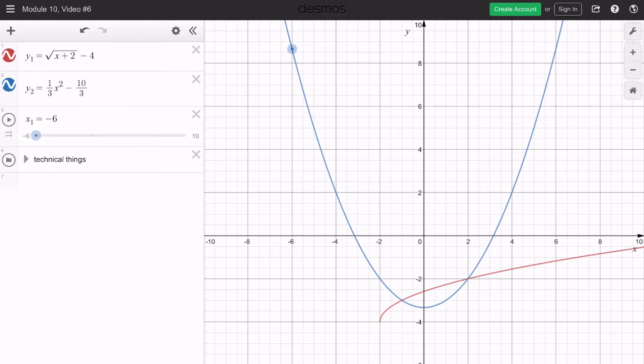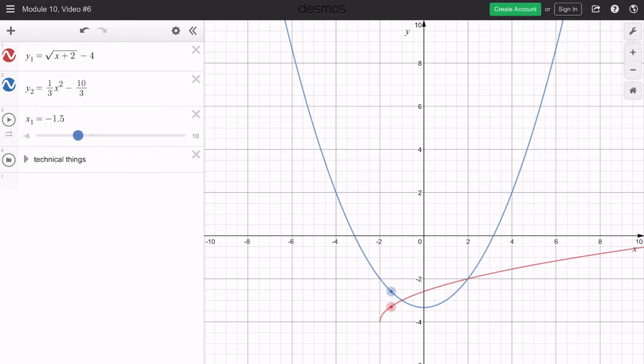As we begin sliding from the left to the right, starting at -6, you'll notice all the way up to, say, -2.1, there is no point on the red graph. That's because the red graph, the square root graph, does not exist at that point. But starting at -2, there are points on the red graph. That is the first x value that will give us a real solution or a real y value from that calculation. And at this point, you will notice that the red point is vertically below the blue point. This means that the y1 value is below the y2 value, or that the square root of x plus 2 minus 4 is less than the 1/3 x squared minus 10/3.